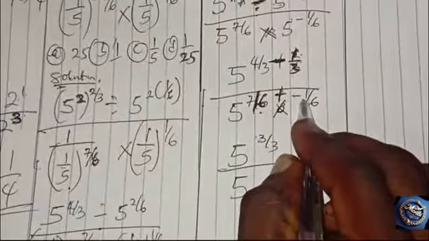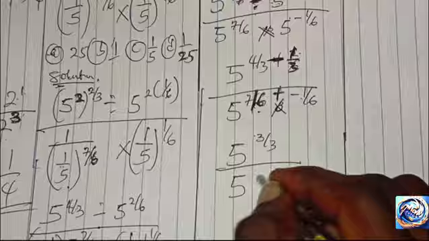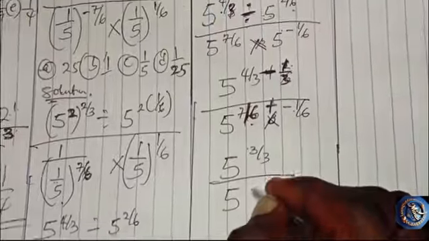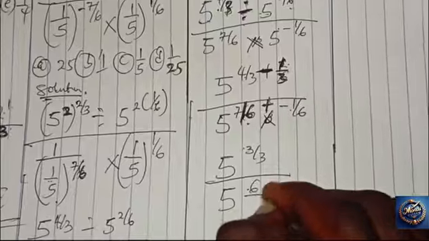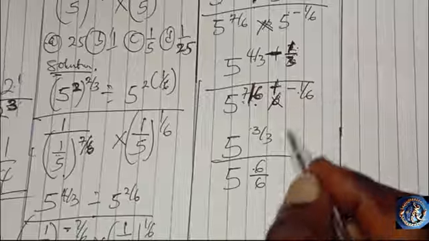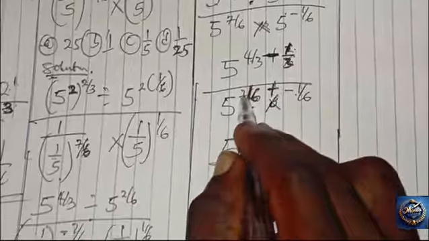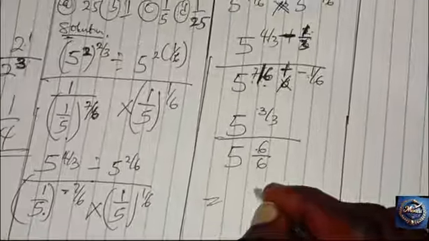So I'm going to have 5 raised to power 7 minus 1. That's going to give me 6 over 6, because 7 minus 1 is equal to 6. So when I add, 7 plus minus 1 is equal to 6. So here you have 5 raised to power 1 over 5 raised to power 1, which is equal to 1. So the option that is correct is B.